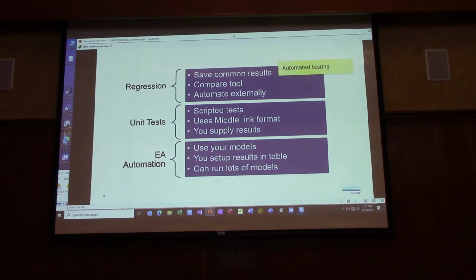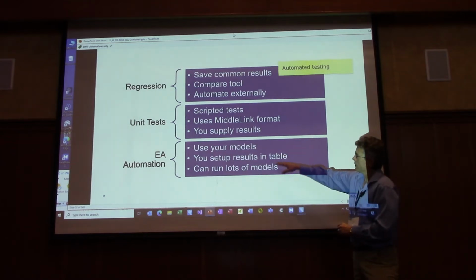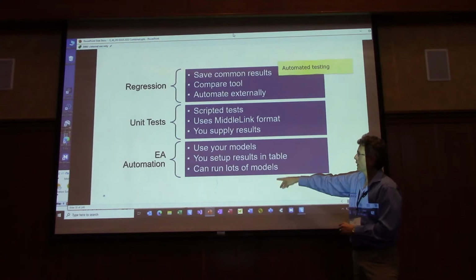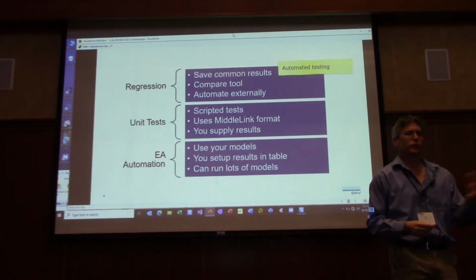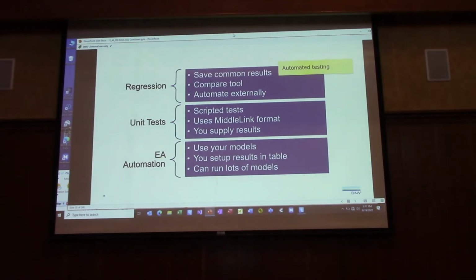Then the last one is something new where we have a feature in EA Automation where you can use your models. There's a new table you can set up and put in results that you expect so that EA Automation can go through and do a kind of QA test on your system. So this is stuff that we're doing.